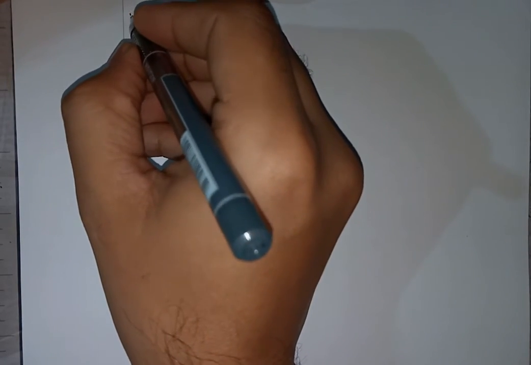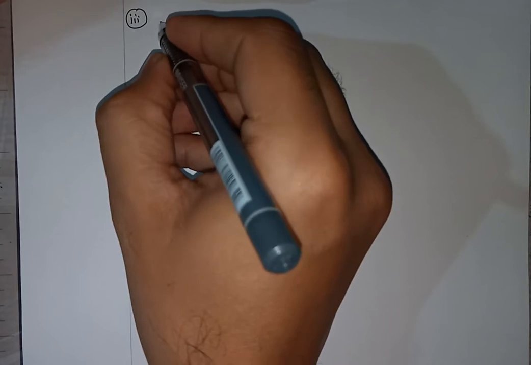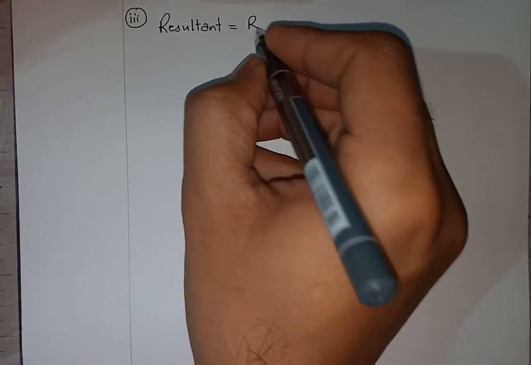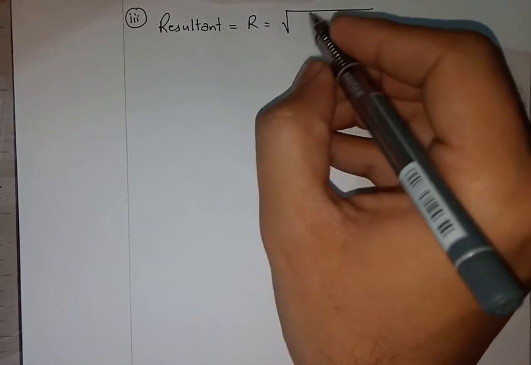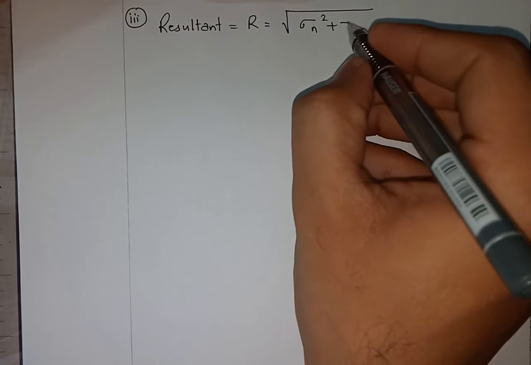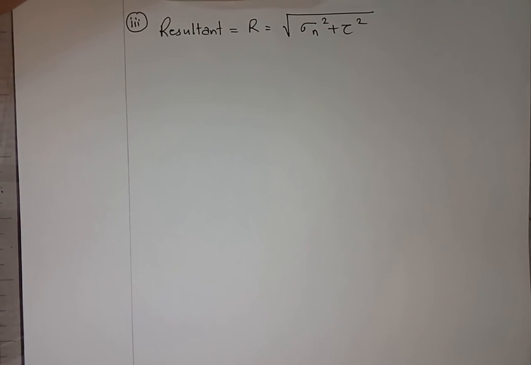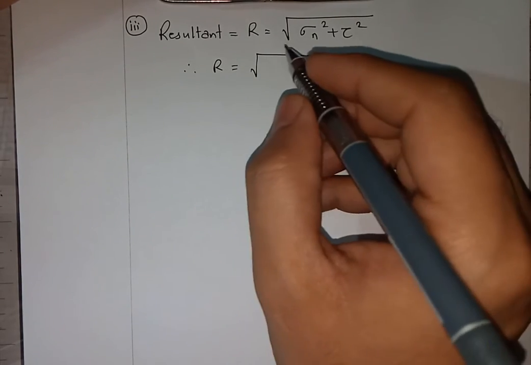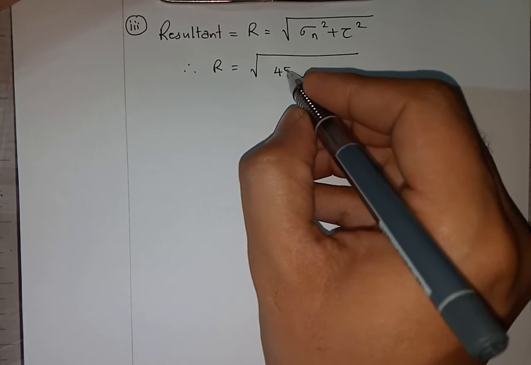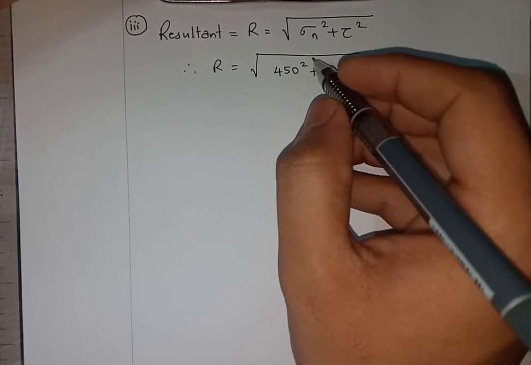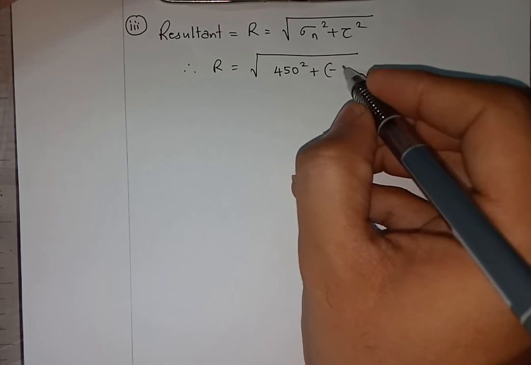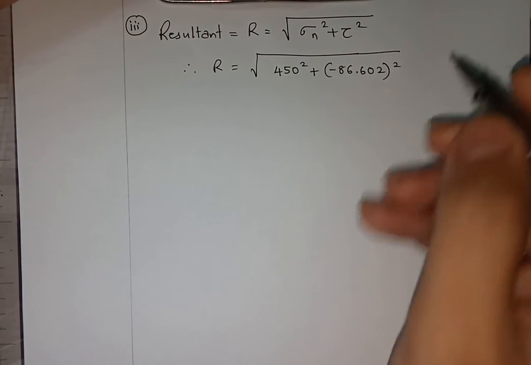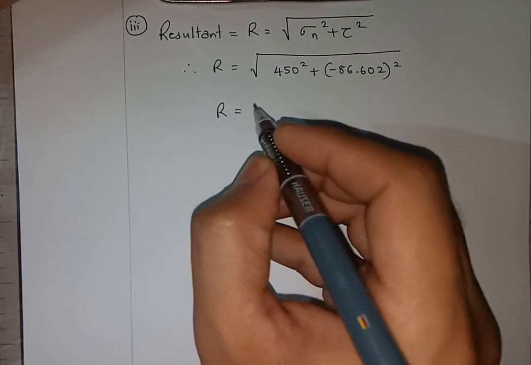So that is the third point. The resultant is given by the formula R is equal to square root of sigma n square plus tau square. This is the formula which gives me the resultant. So R is equal to square root of sigma n is 450 square and tau is minus 86.602, the whole square. Right?